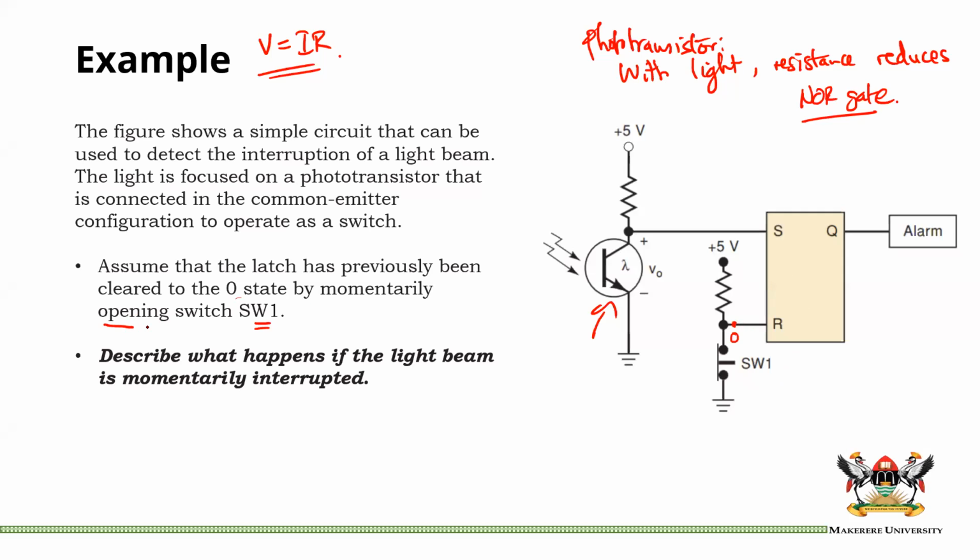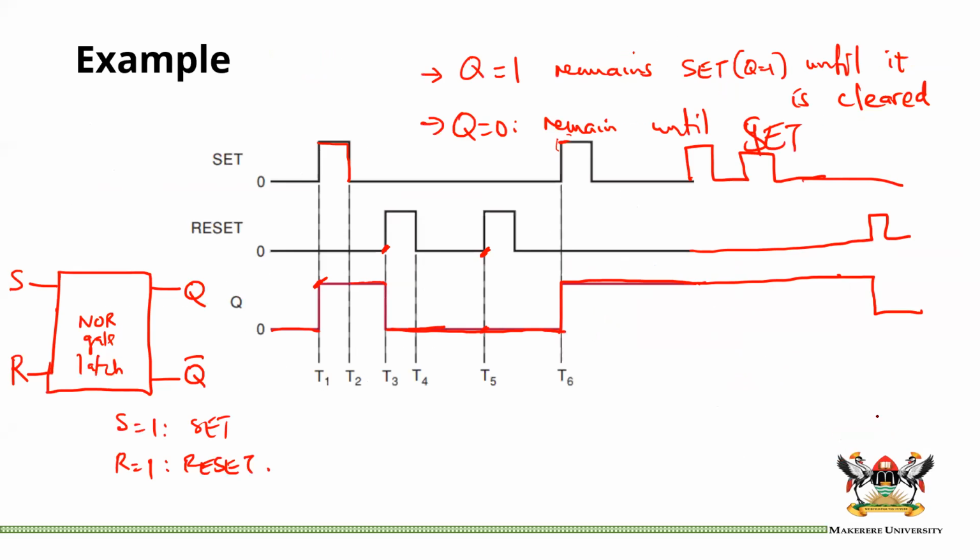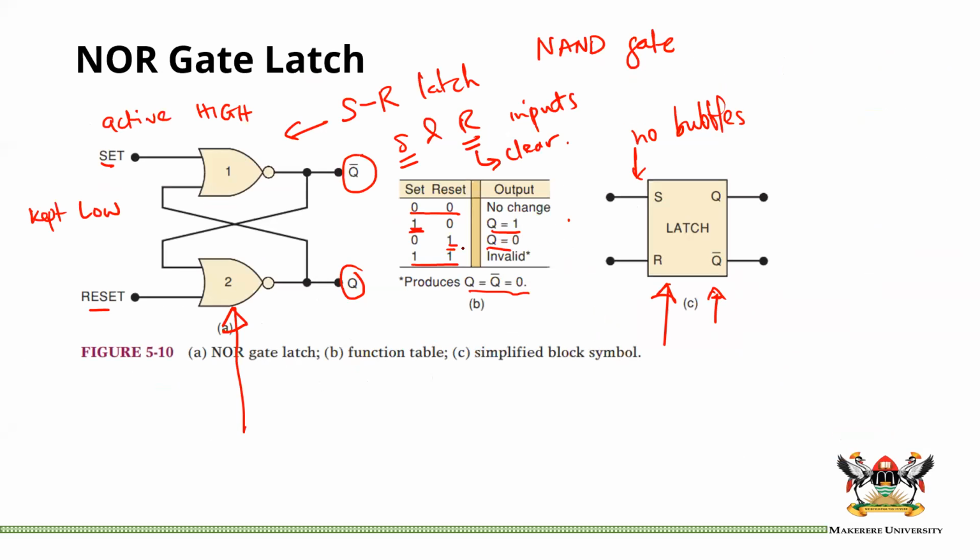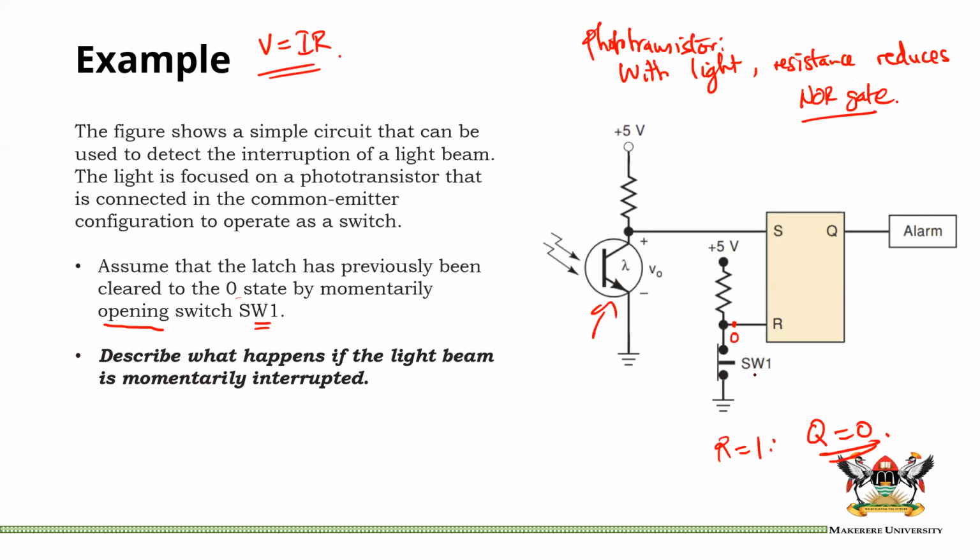So if you open switch SW1, what happens? If you open this switch, the 5 volts now flows into R, and 5 volts is bit 1. And when R is equal to 1, we know that Q becomes 0. If R is set to 1, Q will become 0. So that is what they are saying here, that we cleared the flip-flop by momentarily opening switch SW1. So let's say now they have closed it again. Even if you close it again, it will remain in Q equals 0.